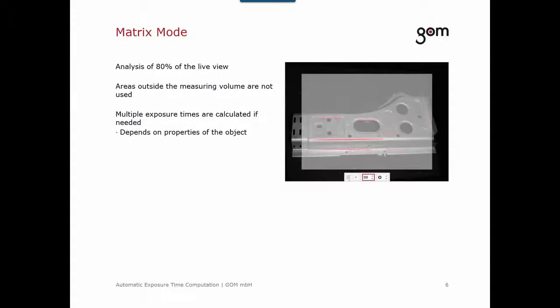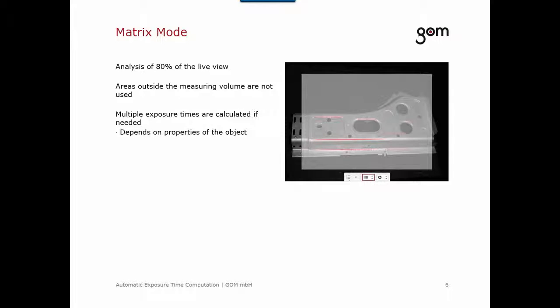The matrix mode uses 80% of the live view. This is indicated by a rectangular overlay in the live view. It is expected that this area contains the necessary information for the calculations. Furthermore, areas outside the measuring volume are not used. The function lays a matrix over the image and evaluates the gray values of the image.